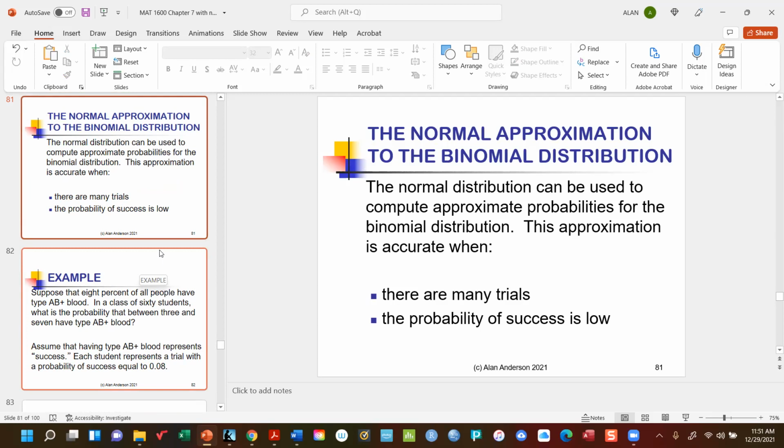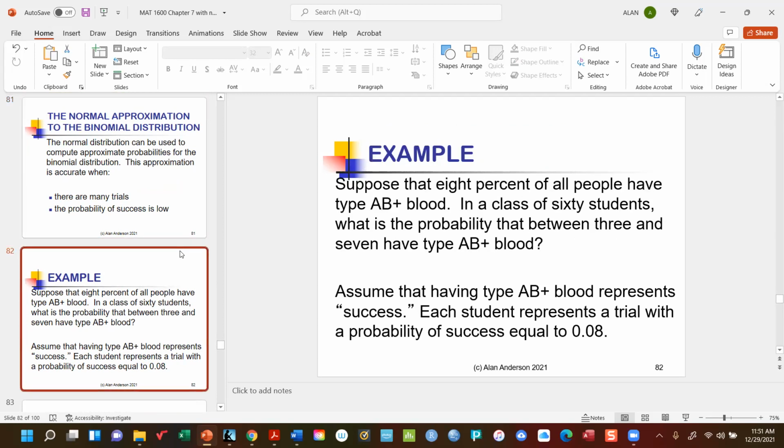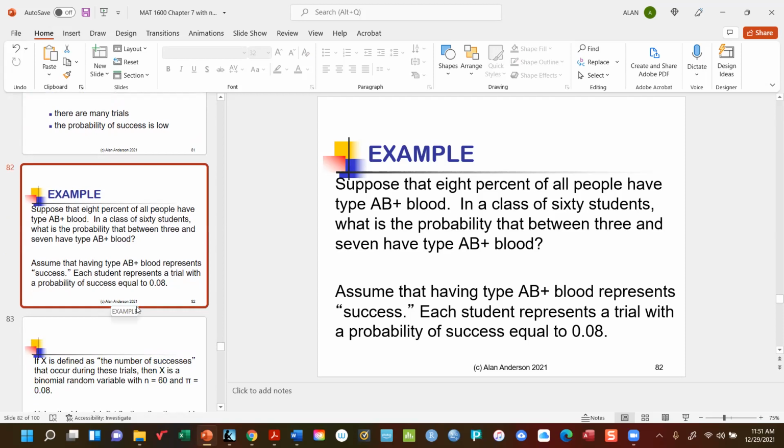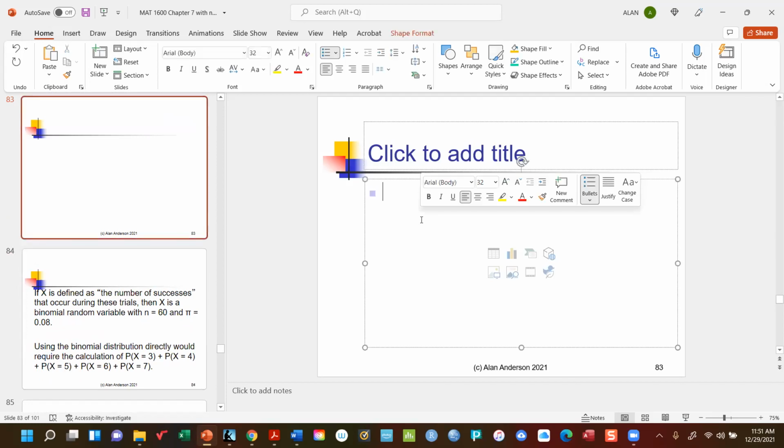So here's a good one. Suppose we have a situation where it turns out that 8% of all people have type AB positive blood. Now, we have a class of 60 students. We want to know the likelihood or probability that somewhere between 3 and 7 of them have type AB positive blood. Now, by the way, just as a side note, the reason why we can use the binomial distribution here: we know that there are many different blood types, more than 2.